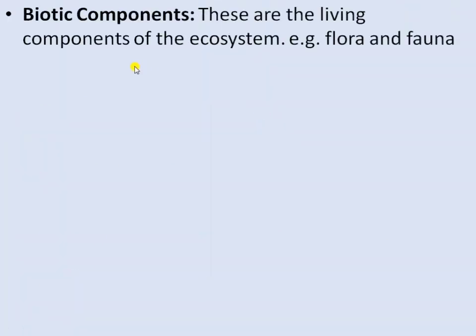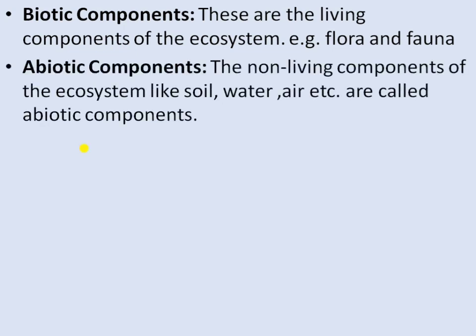Next is about the two components, biotic component and abiotic component. These are the components of a habitat. A habitat is made up of two basic components. Biotic means the living component and abiotic means the non-living component. The biotic components are the living components of the ecosystem, for example flora and fauna. And the abiotic components, the non-living components of the ecosystem like soil, water, air, are called abiotic components.